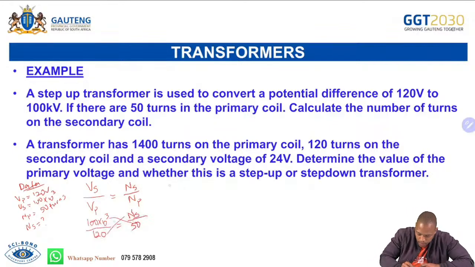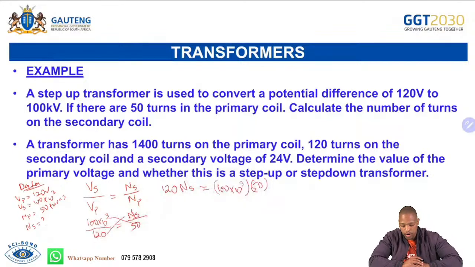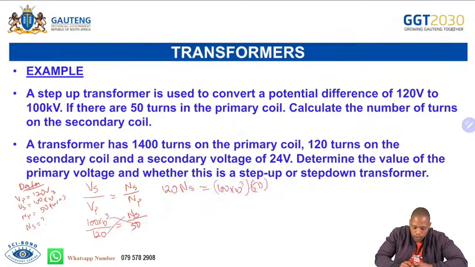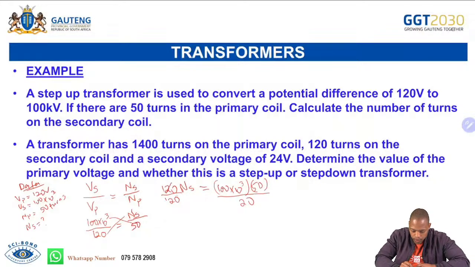So if I cross multiply, I will get 120 times Ns is equal to 100 times 10 to the power 3. I do not want to press my calculator yet. I always like to press my calculator once if possible. Multiply by 50. Now I'm looking for Ns. Since 120 and Ns are multiplying, the only way I can get rid of this 120 this side is by dividing by the 120. What I do on the left hand side must also be done on the right hand side of an equation. That's the golden rule of equations in maths.